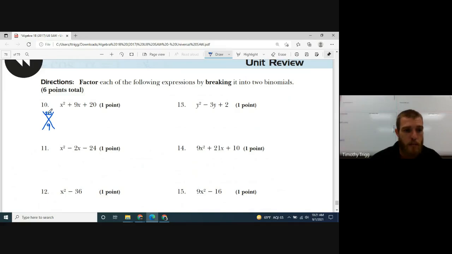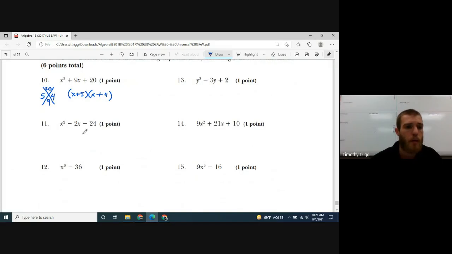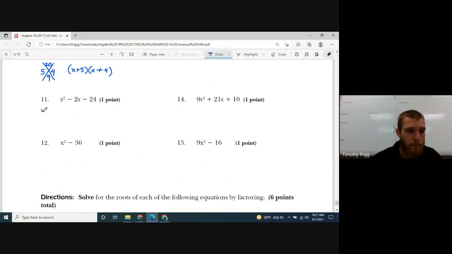So what multiplies to give you 20 and adds up to give you 9? So hopefully you'd be able to find that that's 4 and 5. Okay, these multiply to 20 and add to 9. So this factors as x plus 5 times x plus 4. And I want to emphasize here that the order doesn't matter, right? If you put x plus 4 first and then x plus 5, that's the same thing. All right, let's try number 11.